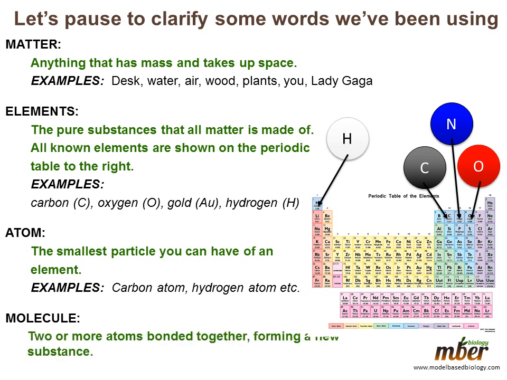Well, a molecule is simply two or more atoms bonded together, which forms a new substance. So here are some examples. You've got O2, H2O, and CO2, carbon dioxide. So you've got two or more atoms bonded together forming a substance.